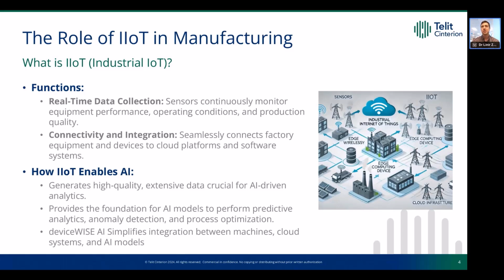So AI essentially is a lot of statistical models and a lot of data. It requires so much data to train models and to use the different models. Because we have all this data on the factory, it's such an important base to allow the AI to function. It generates high quality, extensive data crucial for AI-driven analytics. It provides a foundation for AI models to perform predictive analytics, anomaly detection, and process optimization, which we'll talk a little bit about, what each one of these topics means.